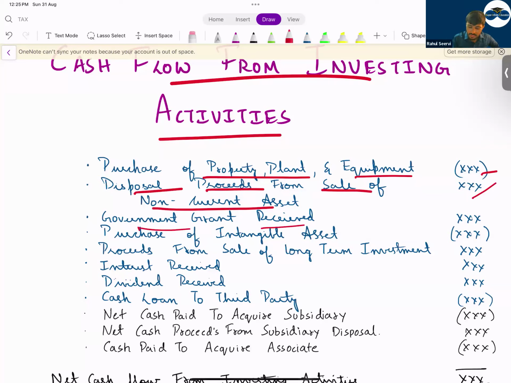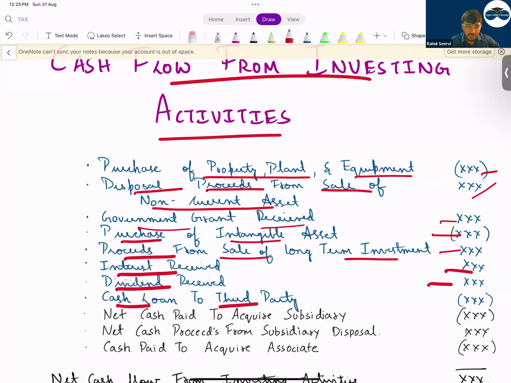Then government grant received, you will add it. Purchase of intangible asset, you reduce. Proceeds from the sale of long-term investment, you'll add it. Interest received, you'll add it. Dividend received, you'll add it. Any cash loan to a third party, you will add it.